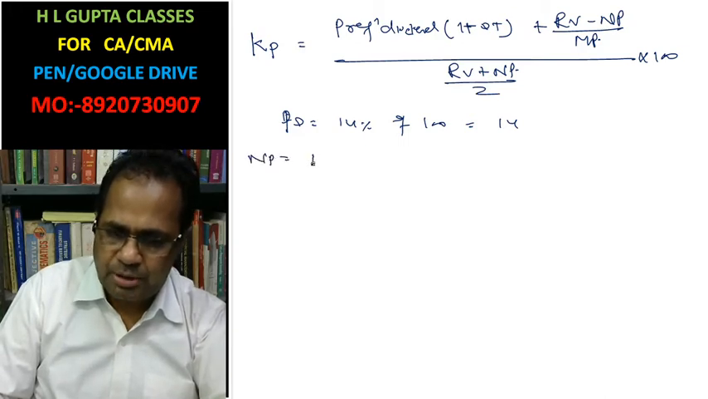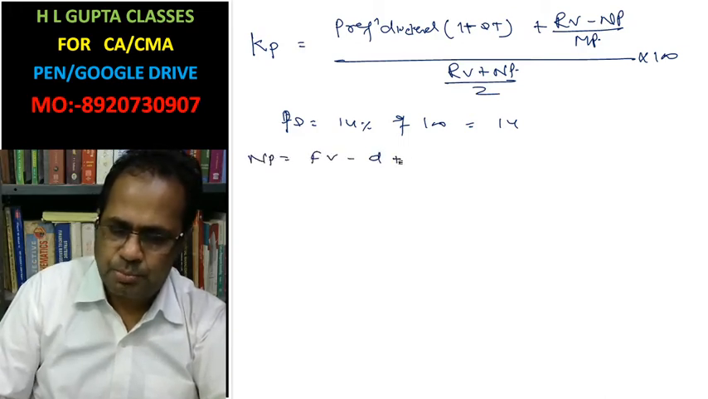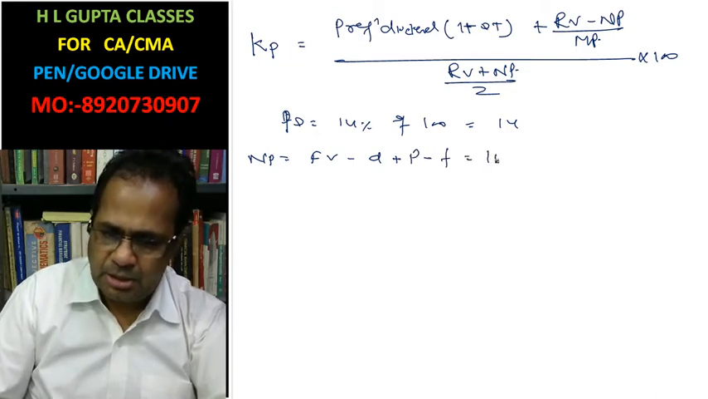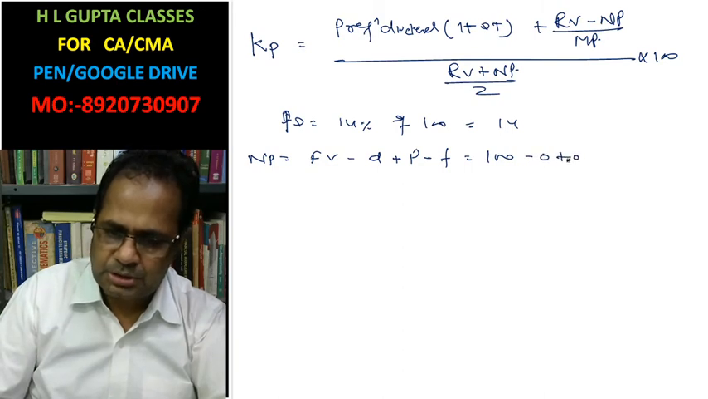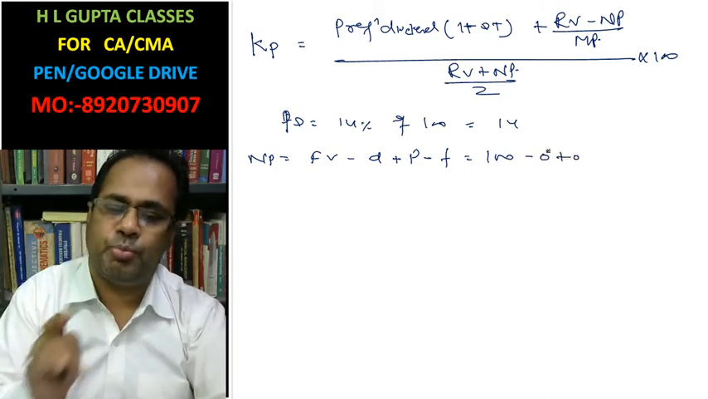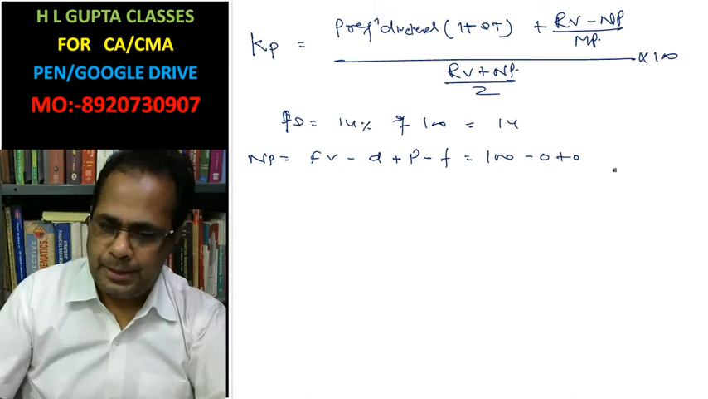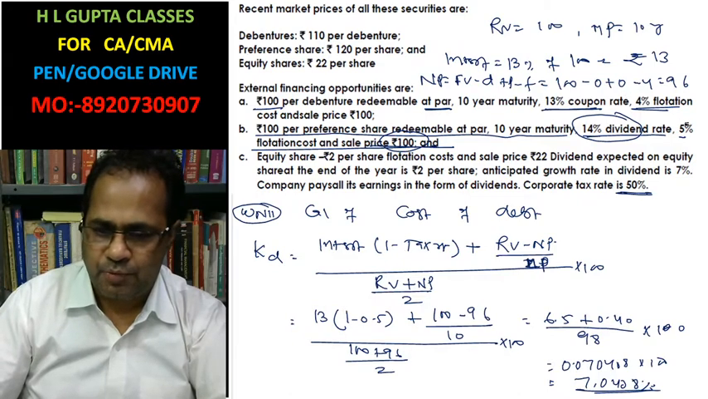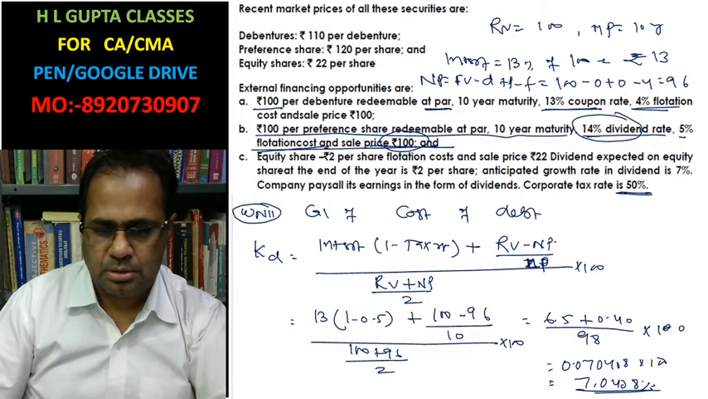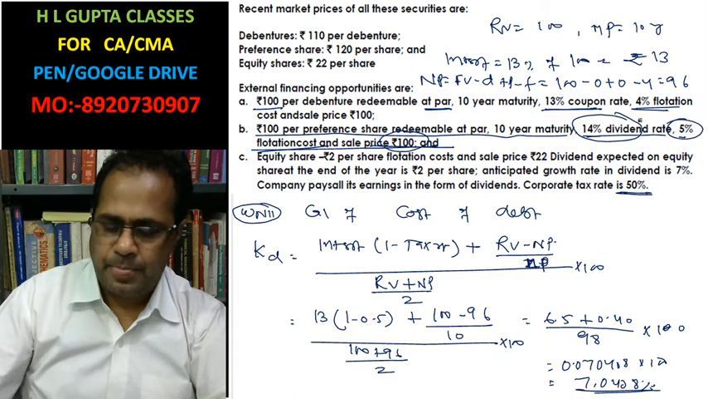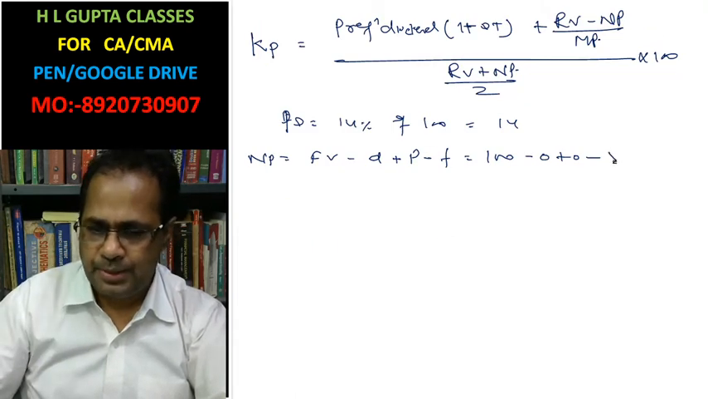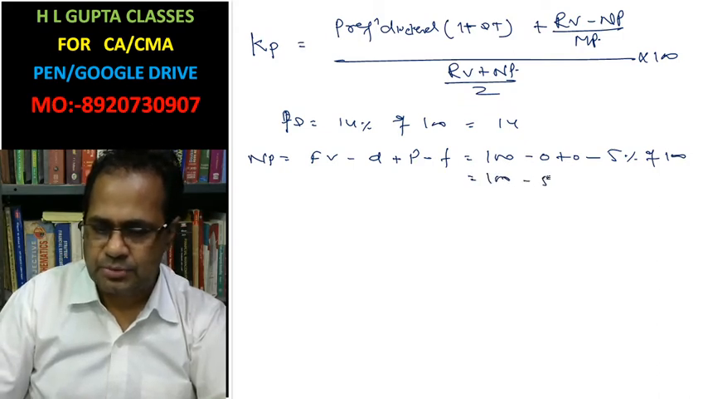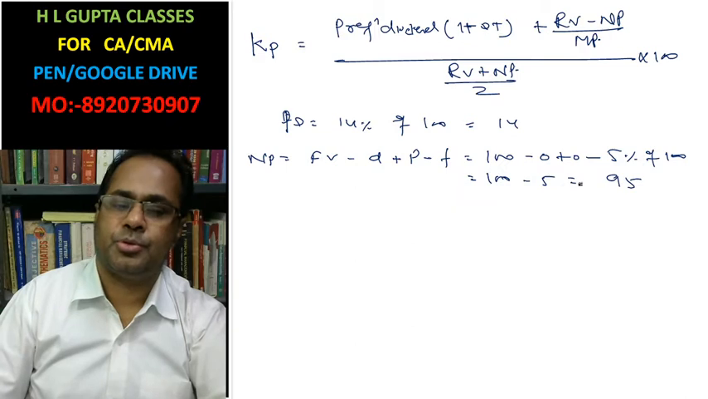Net proceed is calculated as face value minus discount plus premium minus floating cost. It is 100 minus 0 plus 0, because no discount and no premium information is given. Now floating cost is written here: 5% floating cost, so 5% of 100. This is 100 minus 5. This is a 95 net proceed.